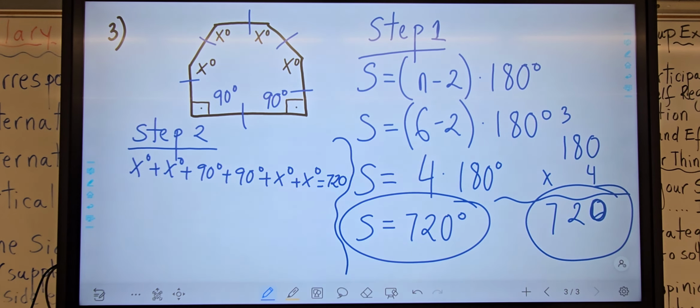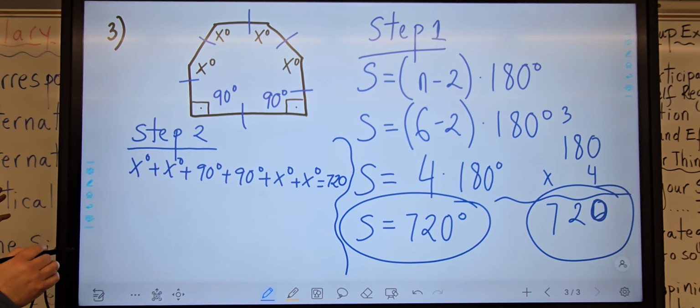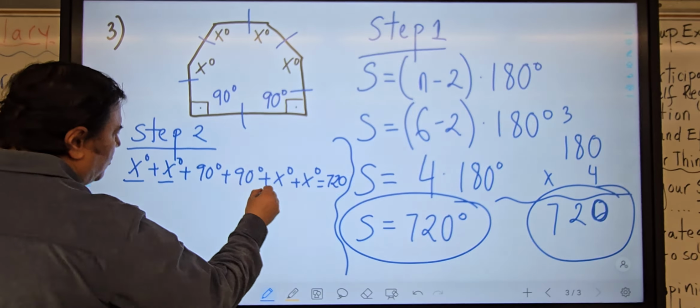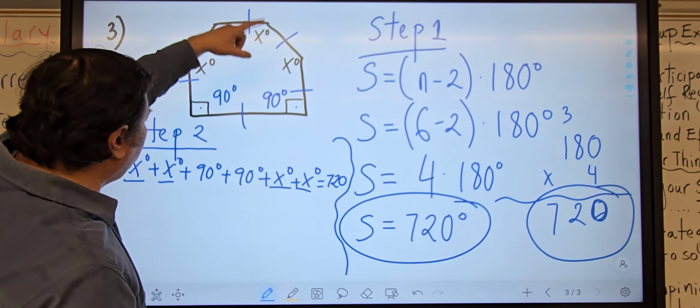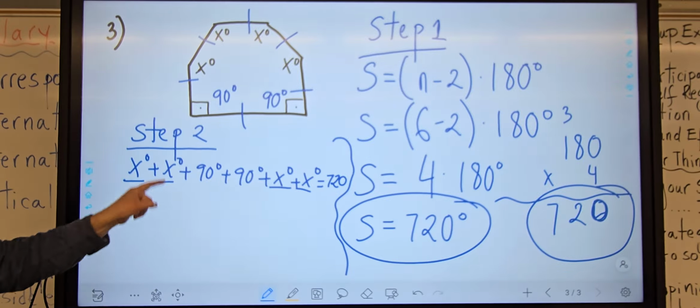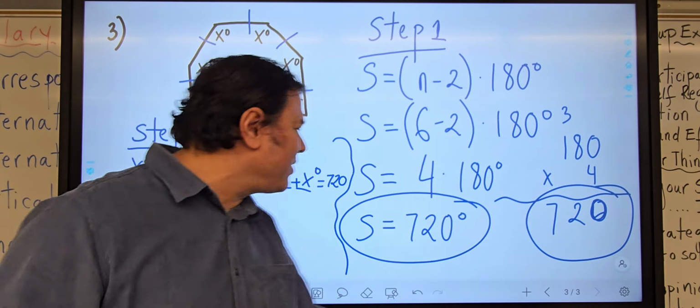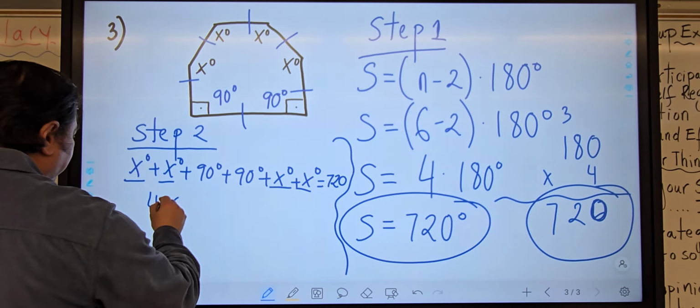Okay? So now let's combine all those like terms, right? So let's combine the x's first. So we have 1x, 2, 3, 4. Let's count. 1, 2, 3, 4. Right. So x plus x plus x plus x becomes 4x's. So we have 4x.